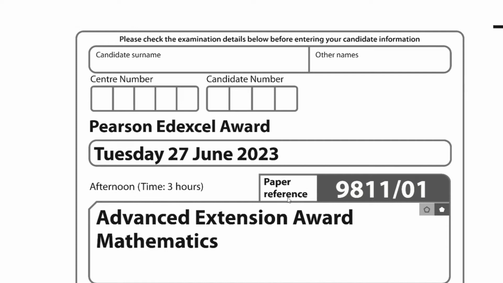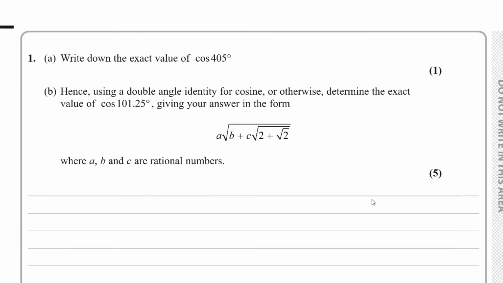This is the EdExcel Advanced Extension Award in Mathematics paper from the June 2023 series. Question 1. Part A. Write down the exact value of the cosine of 405 degrees.